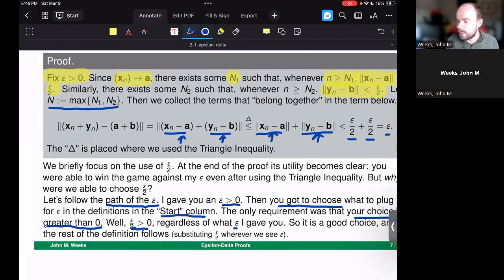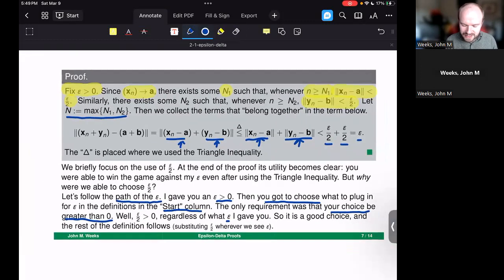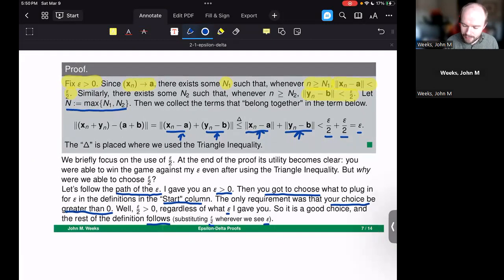Regardless of the epsilon I gave you, epsilon over 2 is greater than 0. Notice you couldn't have said epsilon minus 1, for example, because the epsilon value I could have given you might have been 1/2, in which case you would have gone to something that was not greater than 0. But epsilon over 2 is fine, because it is still greater than 0. So it's a good choice, and the rest of the definition will follow through, substituting in epsilon over 2 wherever we see epsilon. That's exactly why we were able to say that the distance between x sub n and a is less than epsilon over 2. And that got us to our epsilon there.